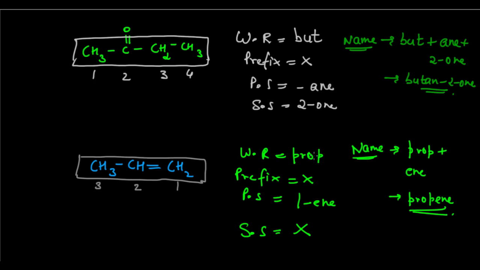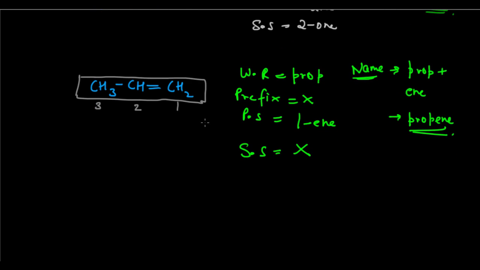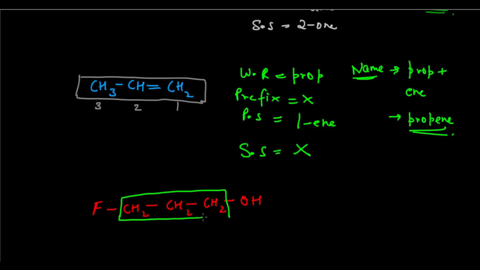Right? Let's take another example for halo group so that it gets really clear for you. So suppose there is a halo group. There is F attached to CH2, attached to CH2, attached to CH2, attached to OH. Now this is a good compound because there are two functional groups, a halo group as well as a hydroxyl group. So first of all, identify the carbon atoms. This is the parent chain.